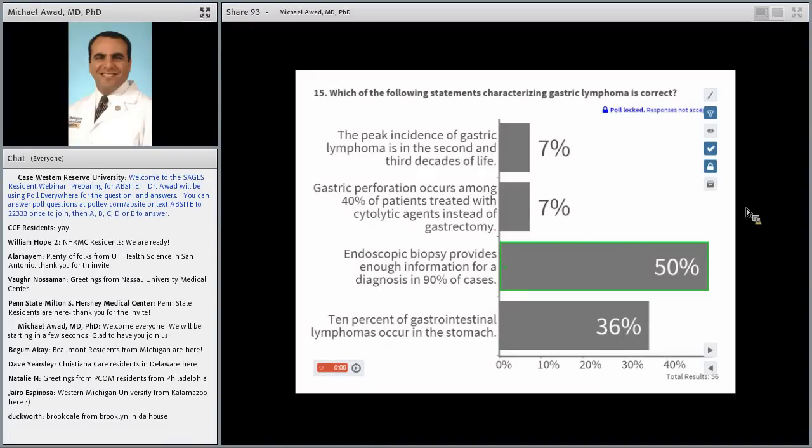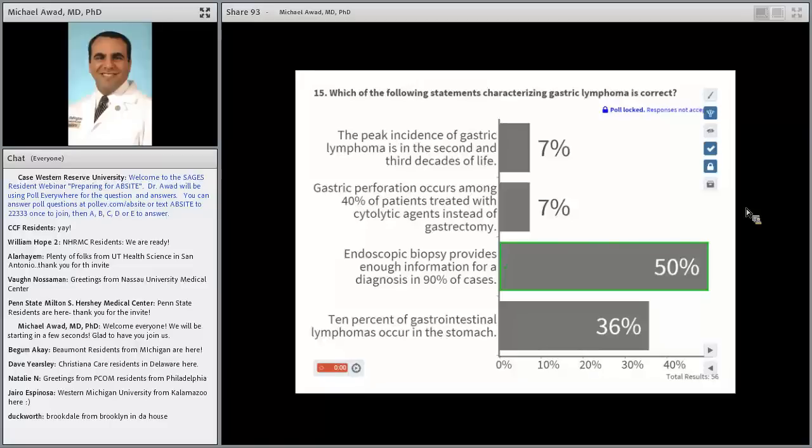Okay, yep, the correct answer is indeed C. Just a couple of notes here. So indeed, endoscopic biopsy, sometimes with brush cytology, usually gives a diagnosis in the vast majority of cases. The stomach is the site of more than 50% of gastrointestinal lymphomas, and is the most common organ with extranodal lymphomas, so that makes the last answer incorrect.